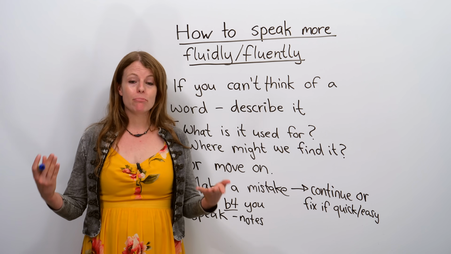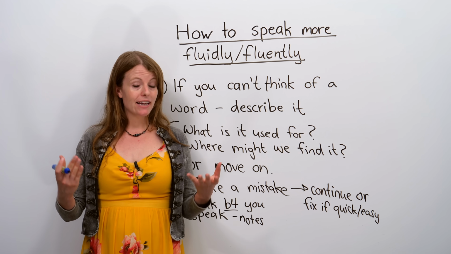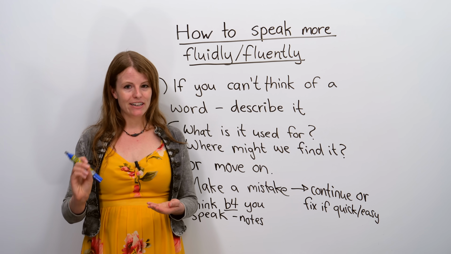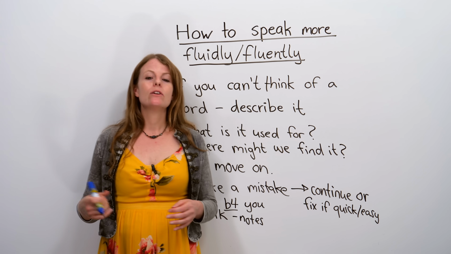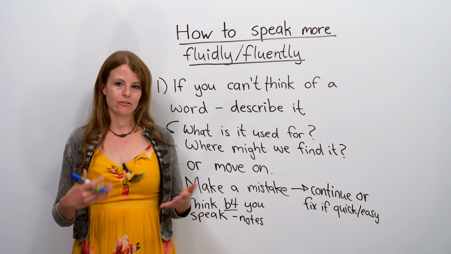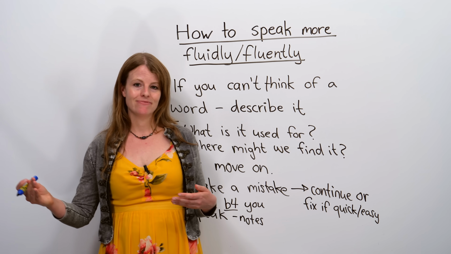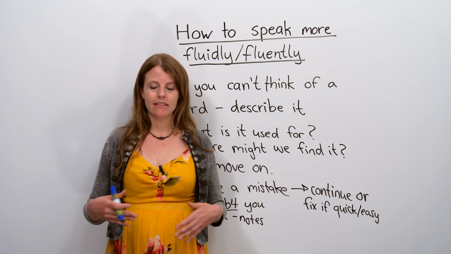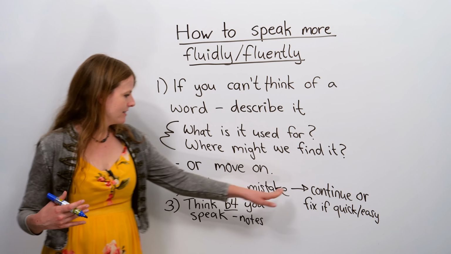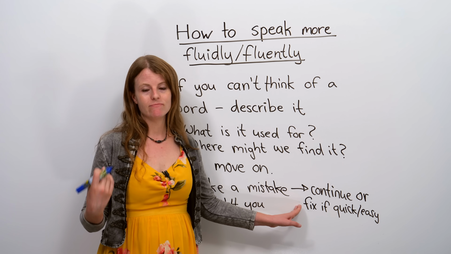So if you want to improve your fluency and your fluidity of English, it's okay to make mistakes. The main thing is, if it's a little mistake that you can fix really quickly, fix it. But if it's something that's going to take some time to fix, or you need time to think about how to fix the mistake, just keep talking. Leave the mistake and move on. This will help the listener understand you better. So if you make a mistake, continue, or if it's a small mistake, quickly fix it and continue.